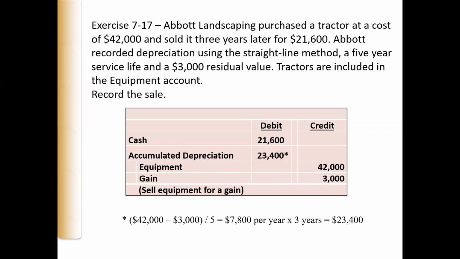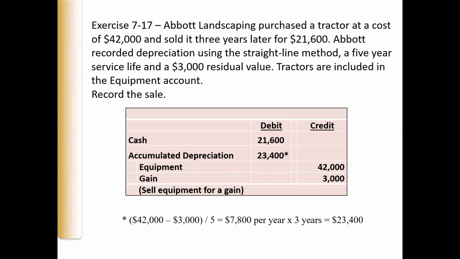Okay, sorry, guys. So in this case, do you see? It tells us the tractor had a cost of 42,000. It's sold, so we have to totally wipe out that tractor. We have to totally wipe out the depreciation. And we can see the depreciation, well, I'll talk about that in a minute. We sold it for 21,600. We know we have that as cash.